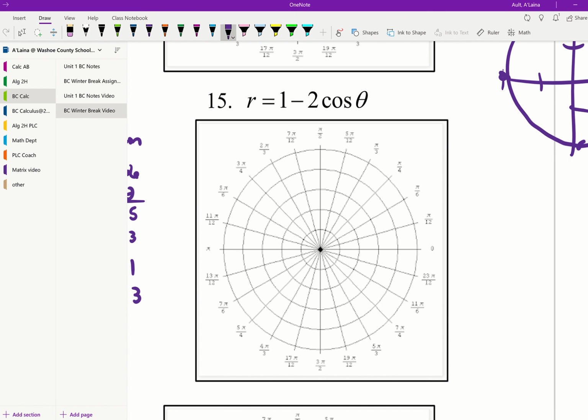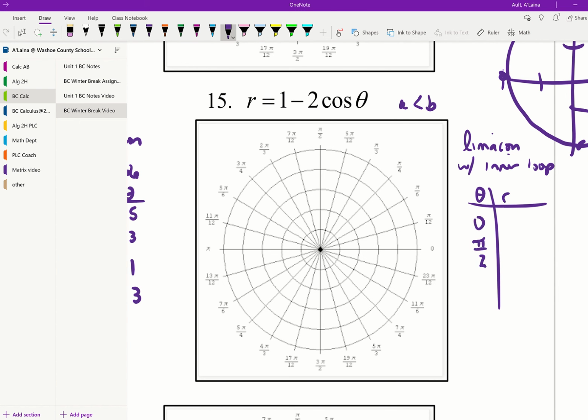All right, on this one, A is smaller than B. And since A is smaller than B, this is going to have that inner loop. This will be a limacon with an inner loop. We should anticipate that since this is cosine, this will be along the x-axis for its symmetry. And since there's a minus here, we will see that this will primarily be on the left side of our graph.